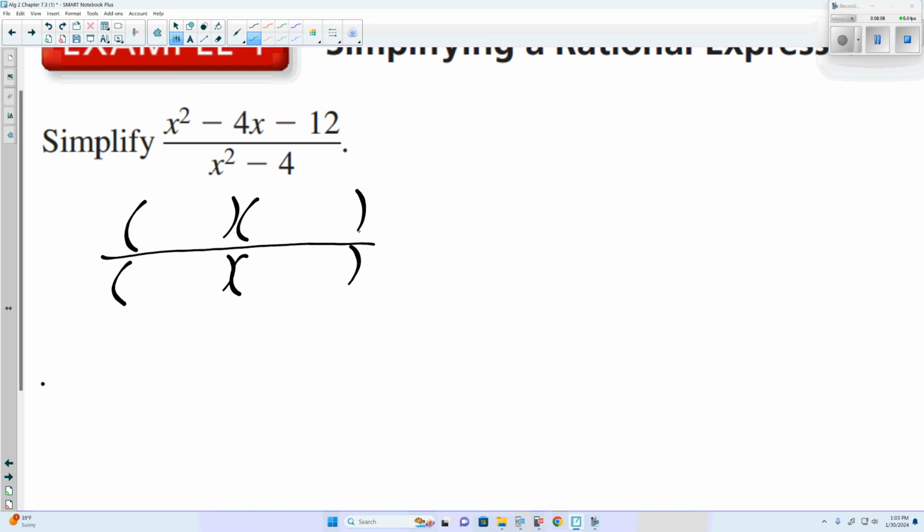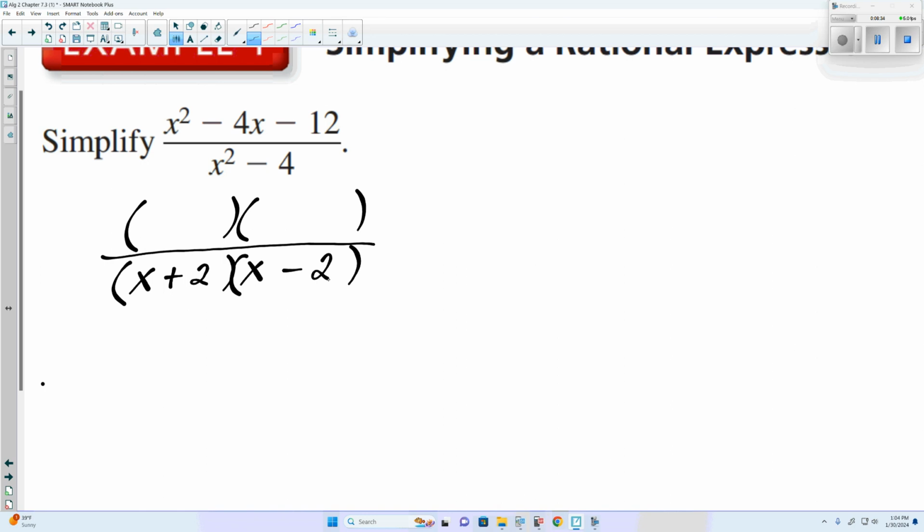And since x squared minus 4 is a difference of perfect squares, our signs are opposite. One's going to be positive, one's negative. What are our factors of x squared? X and x. Our factors of 4 are 2 and 2. Because 2 squared gives us 4, x squared gives us x squared. Our x squared minus 4 is our x plus 2 times x minus 2. Questions on this so far?